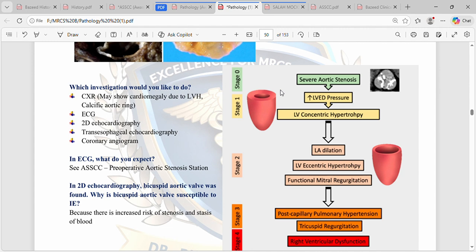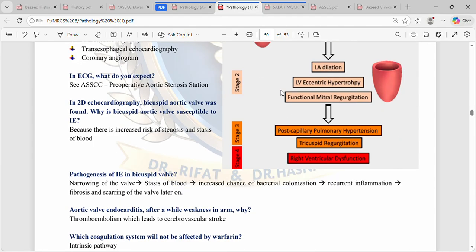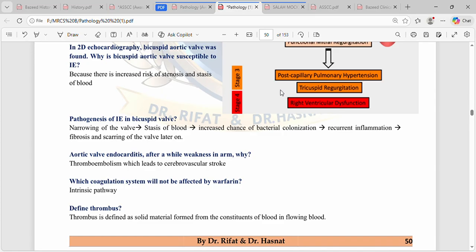Okay, in 2D echocardiography, a bicuspid aortic valve was found. Why is a bicuspid aortic valve susceptible to infective endocarditis? Because there is increased risk of stenosis, stasis of blood, and turbulent flow of blood, so they are very exposed to infective endocarditis. What is the pathogenesis of infective endocarditis in a bicuspid valve? A three-leaflet valve has a wider opening compared to a two-leaflet or bicuspid valve. So there will be narrowing of the valve, stasis of the blood, increased chance of bacterial colonization on the valve, and recurrent inflammation, fibrosis, and scarring of the valve later on.